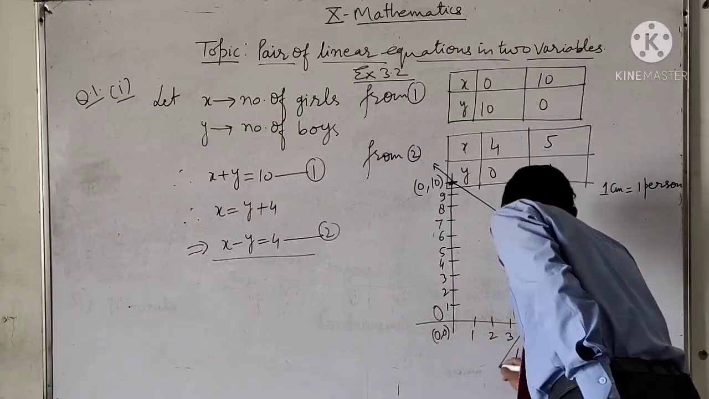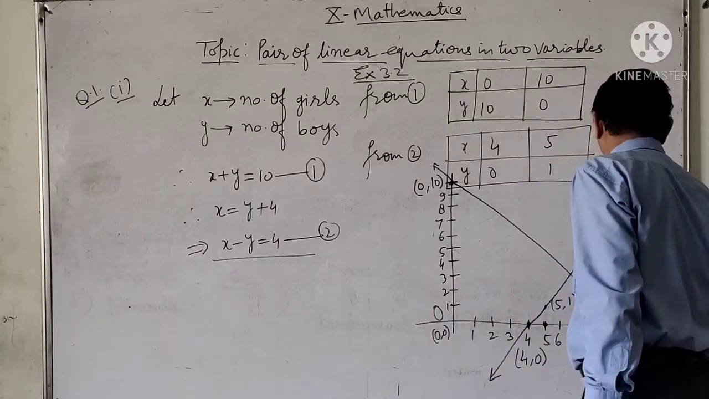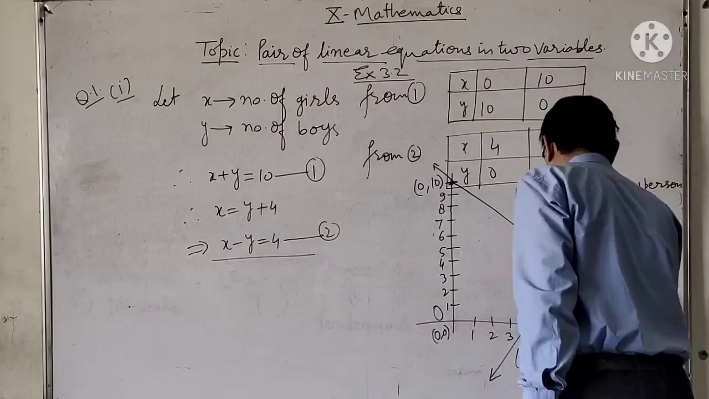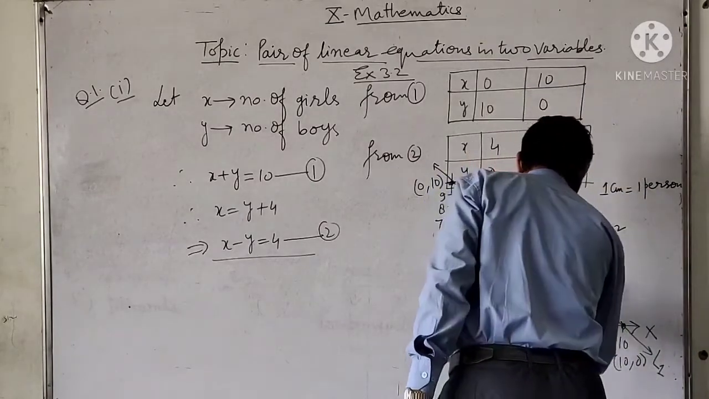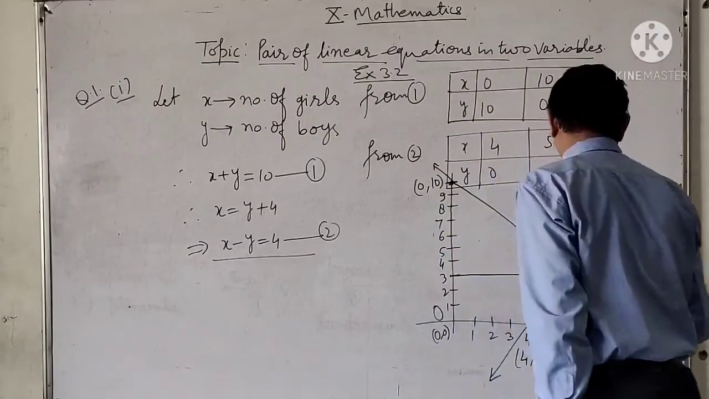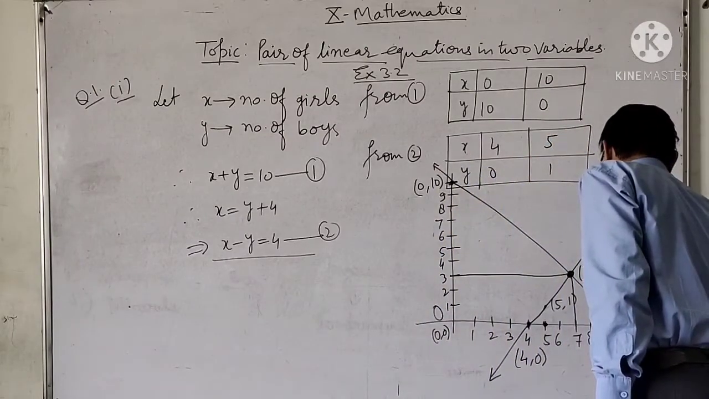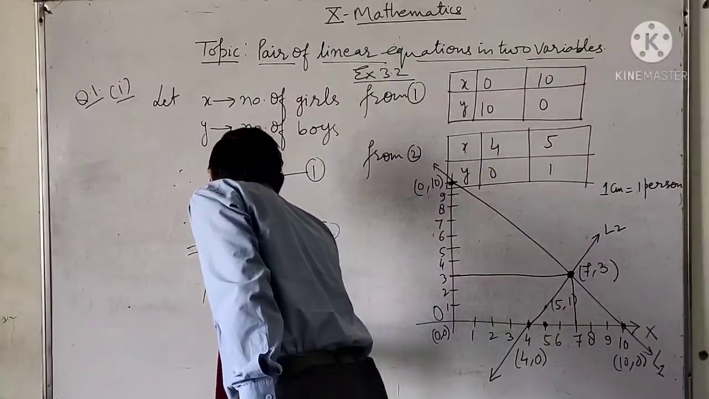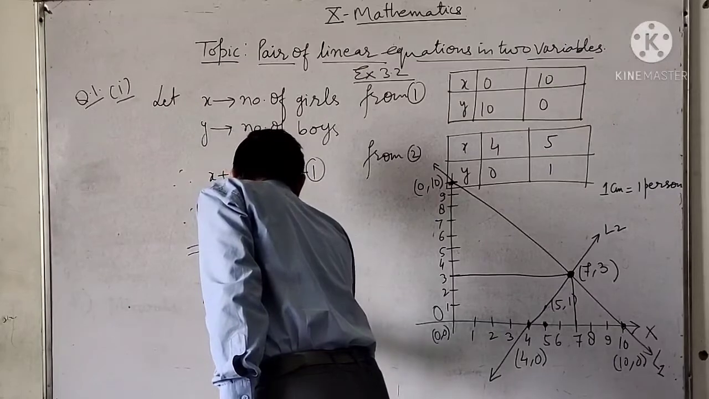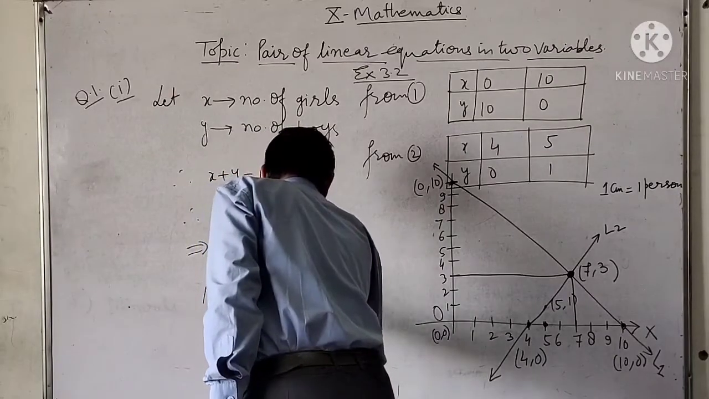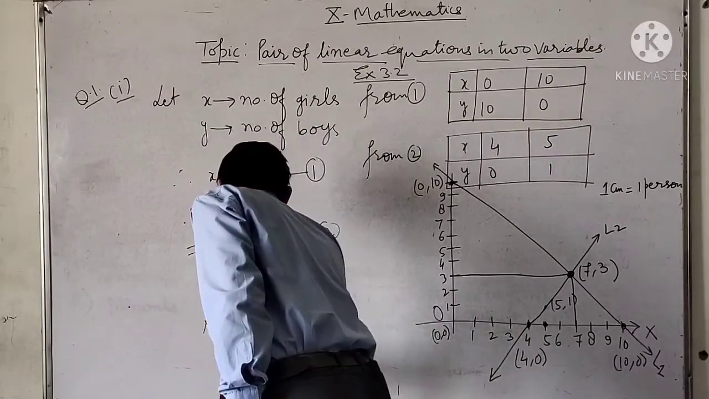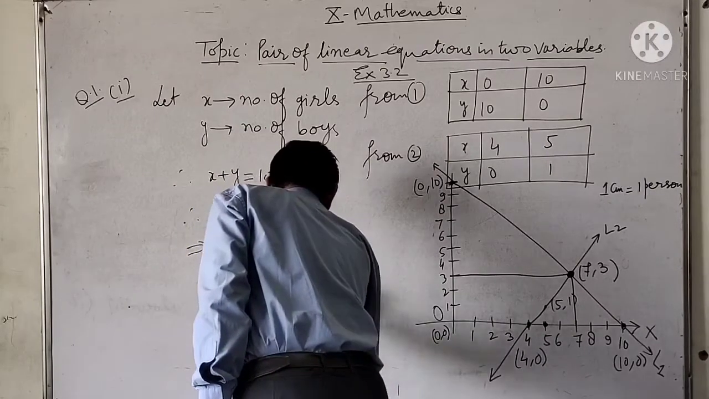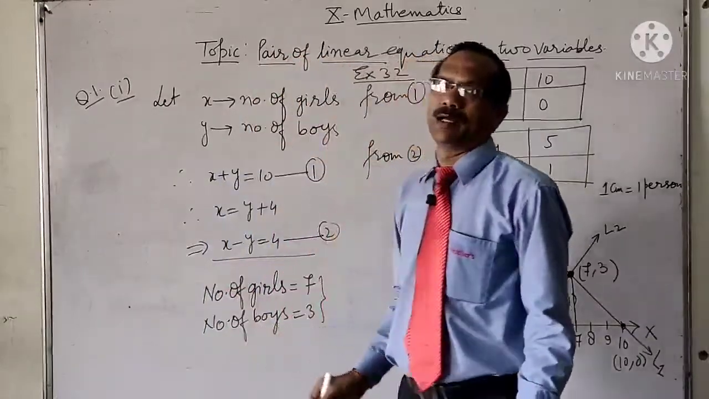Now it is L2. Now they are intersecting at the point whose coordinate is 7, 3. It means the number of girls is equal to 7 and the number of boys is equal to 3. That is the answer.